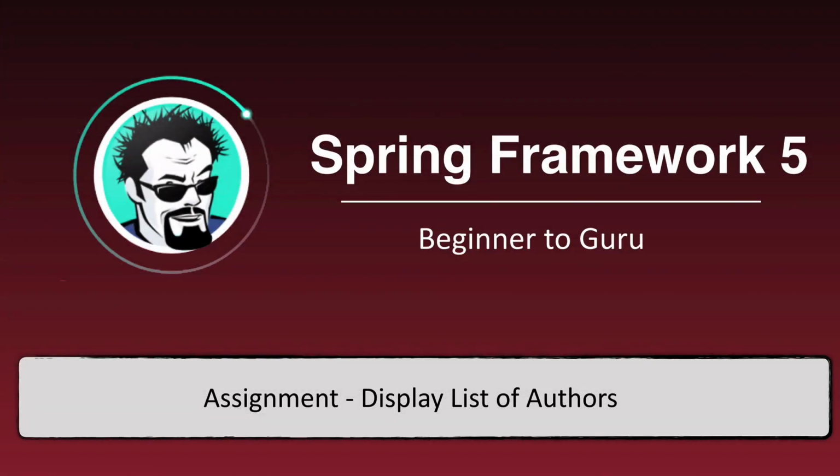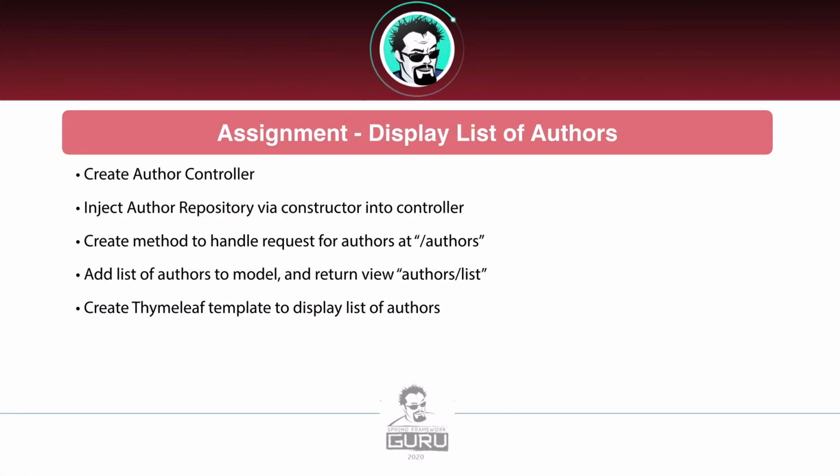In this video, I have an assignment for you, and that is to display the list of authors. So I want you to recreate what we've done so far for the books and do the same thing for authors. So what you need to do is go out and create an author controller, and we want to inject the author repository via the constructor into the controller so we can utilize that repository. And then we want to create a method on that controller to handle the request for viewing authors at the URL of /authors. And then, of course, we're going to have to provide the view.